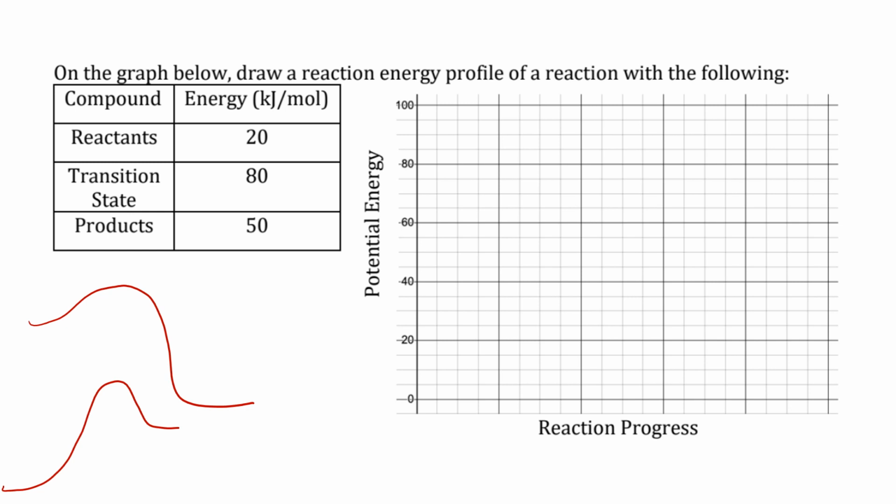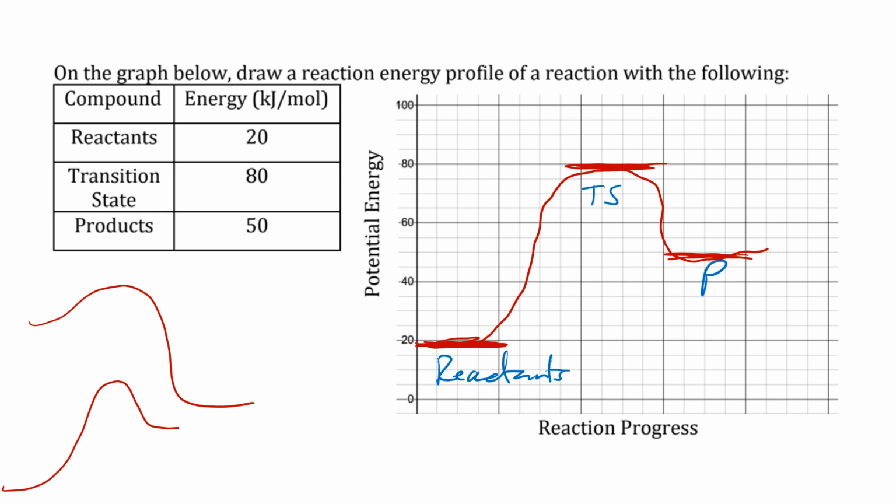So your reactants are at 20 kilojoules per mole, so that's somewhere over here. Your transition state is about 80, and your products are at about 50 over here. So my drawing will be something really ugly, apparently. But when you're doing these, you might want to label. So you can say your reactants are over here, transition state, products.